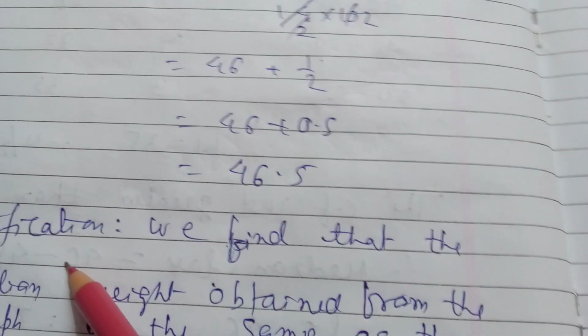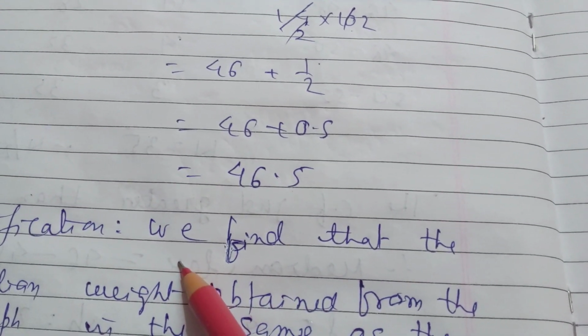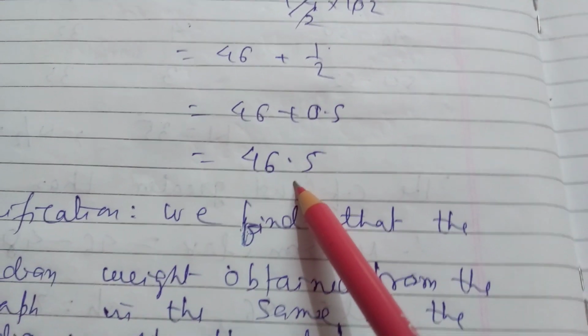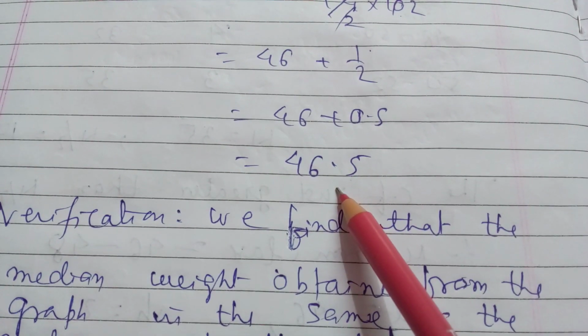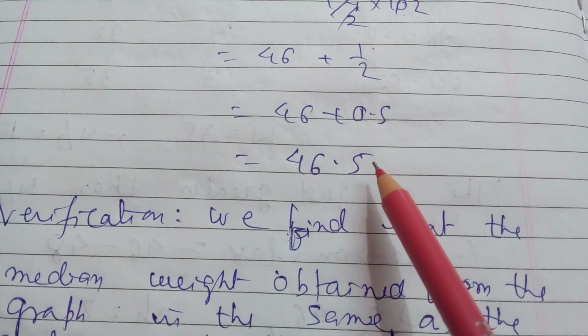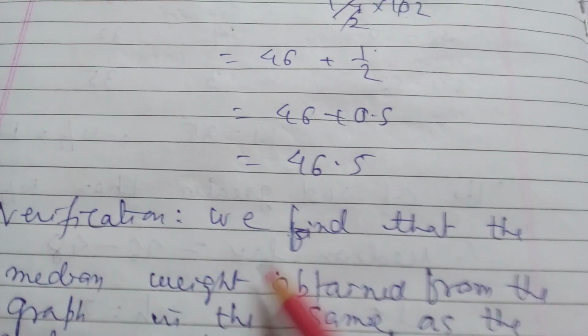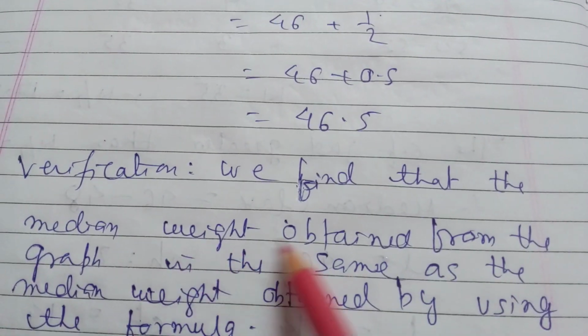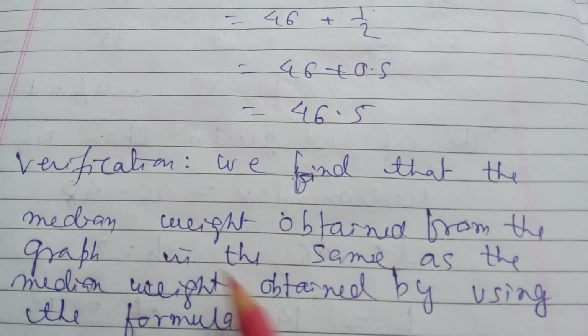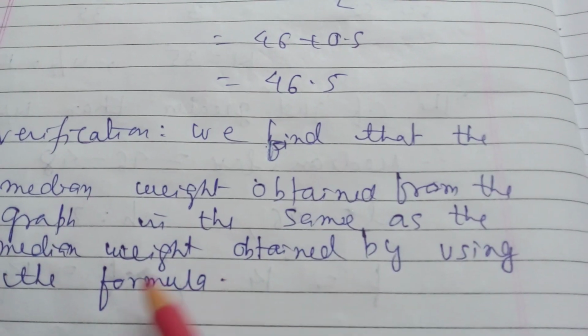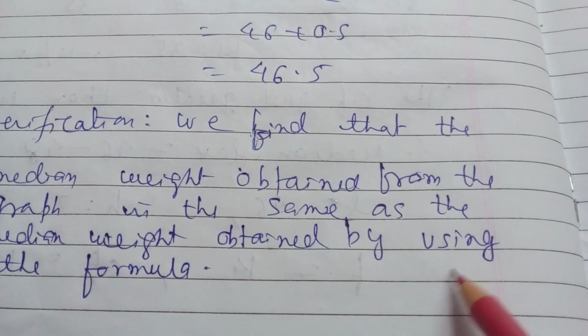Now you look at the verification. Through the graph we have got the median as 46.5 and through the formula it is also 46.5. So it is verified. So we find that the median weight obtained from the graph is the same as the median weight obtained by using the formula.